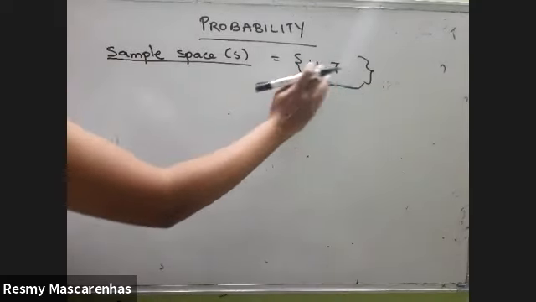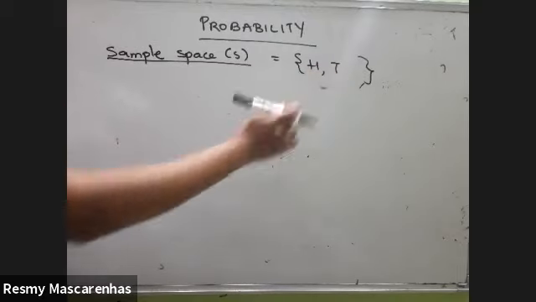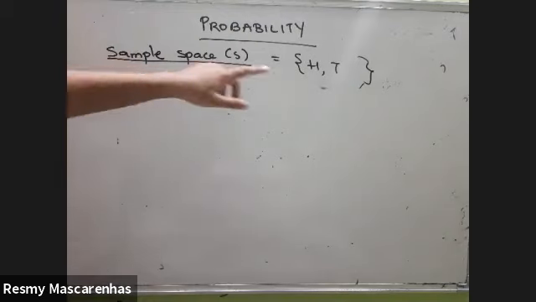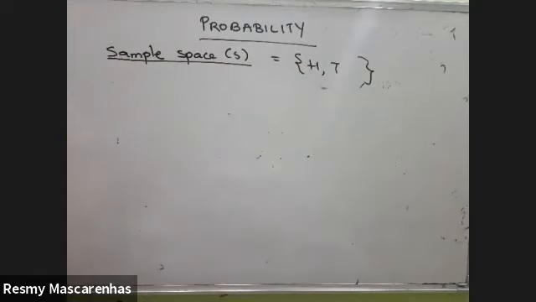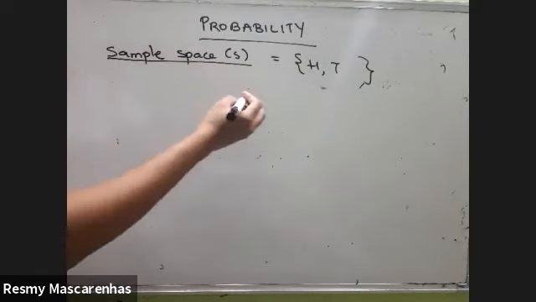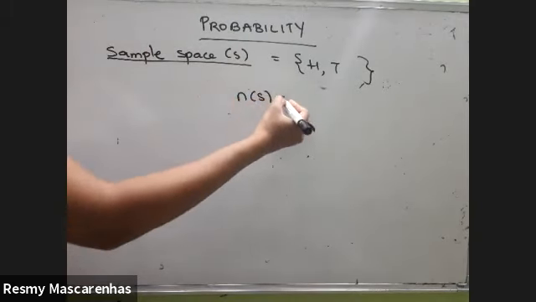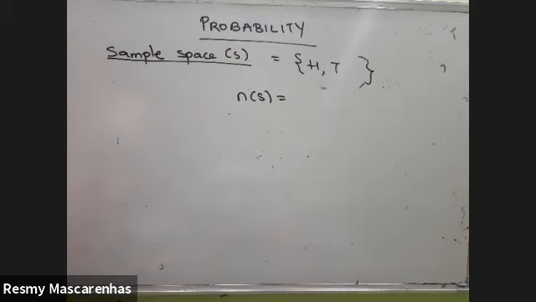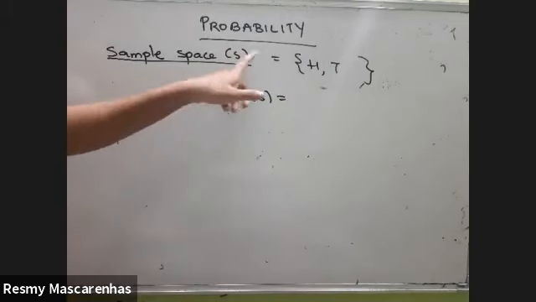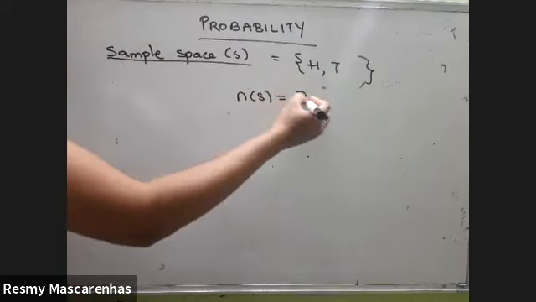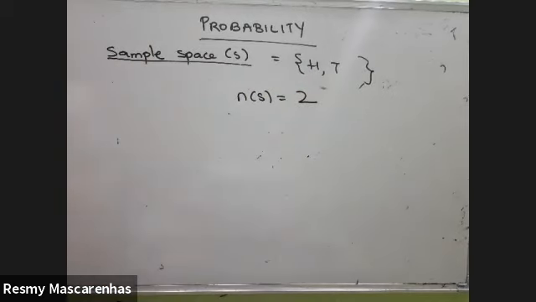So the set of all the possibilities when you throw a coin is called a sample space. The experiment was tossing a coin, and this is the result. It is usually denoted by S, instead of writing sample space all the time, and n(S) will be the number of elements in the sample space. Right now there are 2 elements, so n(S) will be 2.